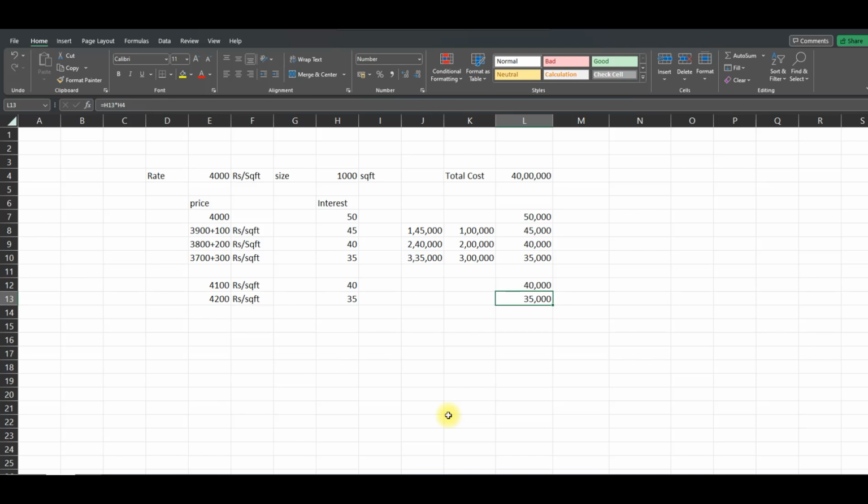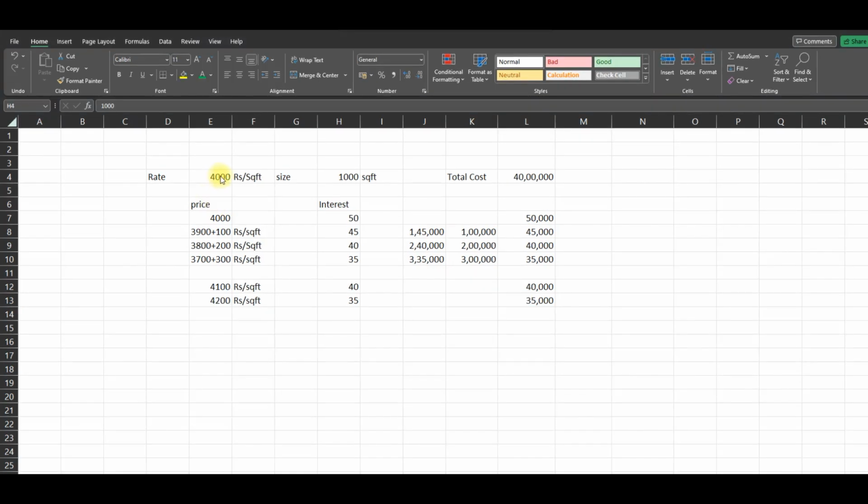We are ready with the calculations now. We will see how we can relate this with the options. We have written this 4,000 rupees per square feet, right? This 4,000 is the current market price. Again, this 1000, what is this 1000 in options? This is the lot size.